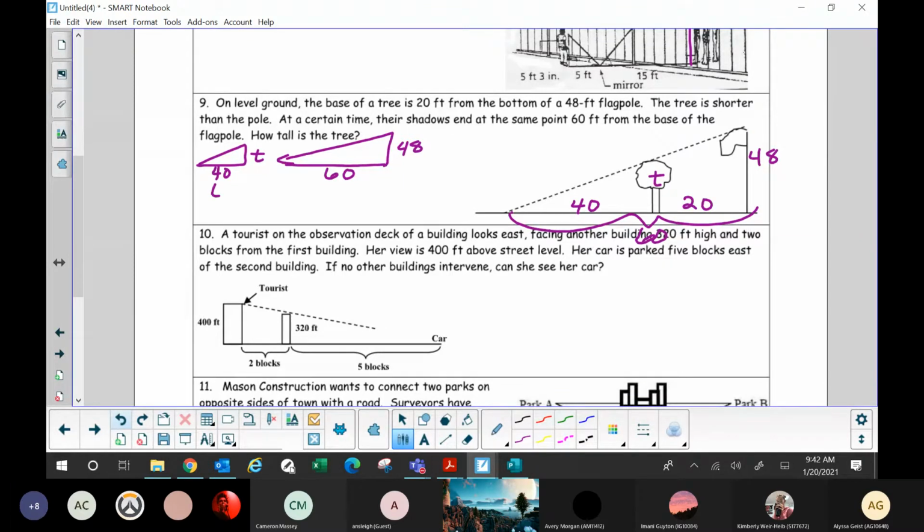Now we just compare sides that match up. So T over 40 equals 48 over 60. You cross multiply, and you get 60T equals 48 times 40, which is 1,920. Divide both sides by 60, and you should get T is 32. So that's 32 feet.